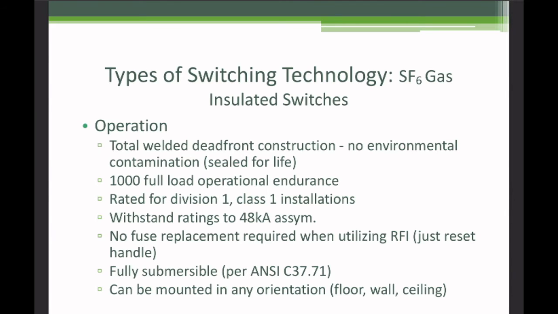Rating for Division 1 Class 1 installations, that's neat. It means you can have an explosive environment on the outside of the switch. And because that switch is so well sealed, there's no risk of an operation of the switch detonating the environment around it. Very high interruption ratings. You can get SF6 or gas insulated breakers with a 48,000 volt interrupting rating. And because of these high interrupting ratings and the very nice modern switch designs, they don't need internal fusing. They can break that load just on the contacts. They're fully sealed, so they're fully submersible, which is grand.